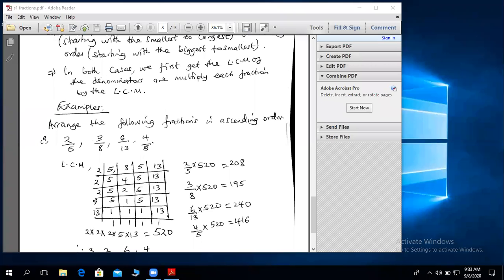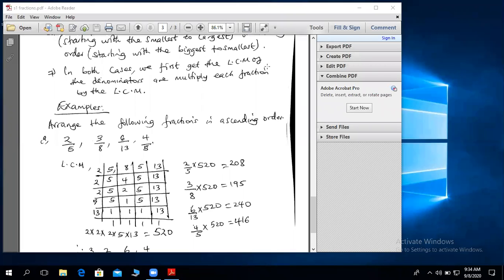So having gotten my LCM, I multiply it on every fraction because I know it will cancel with the denominator. When I multiplied it here, 2 out of 5 times 520, what you can do from your calculator is 2 times 520, and you divide the answer by 5. Here I got 208. Then here I got 195. I got 240, and I got 416.